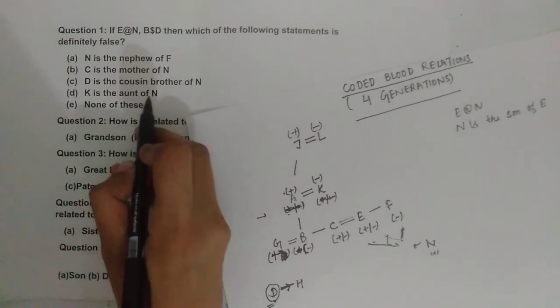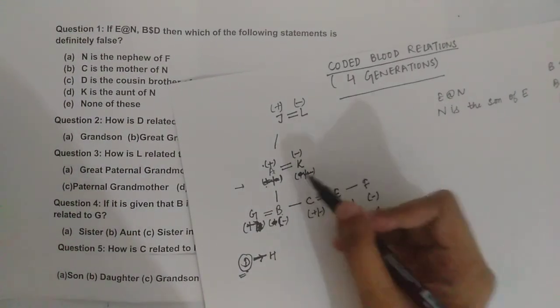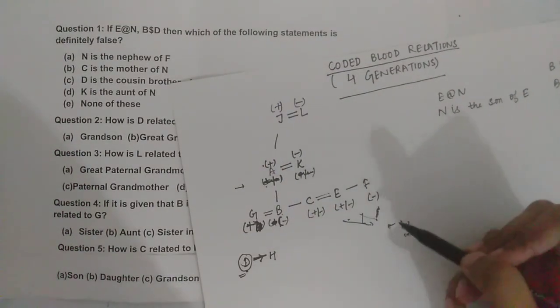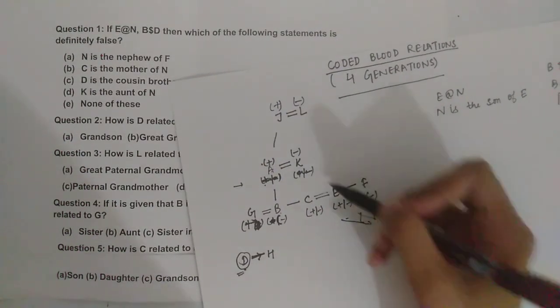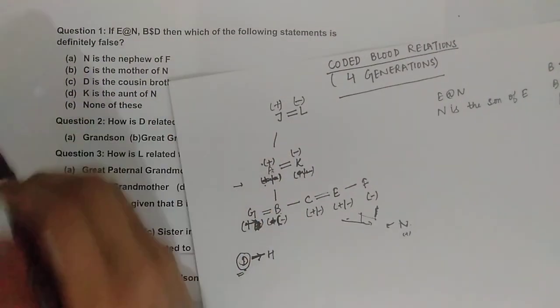K is the aunt of N. Now see, K is the aunt of N? No, K is the grandmother of N. This is K and here it will be N. So K will be the grandmother of N. So the option D is the right answer.